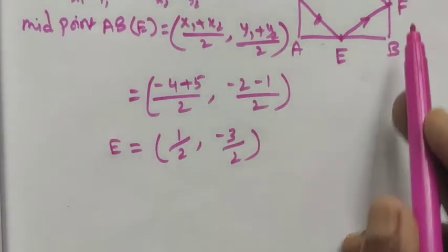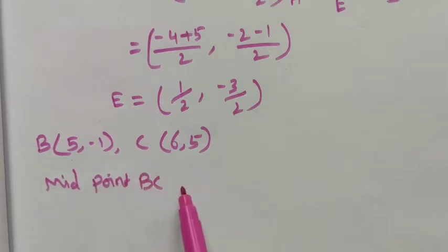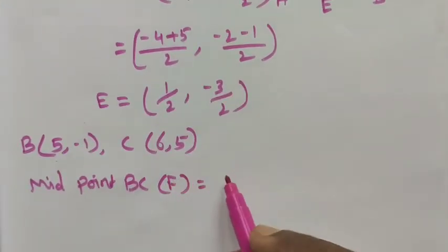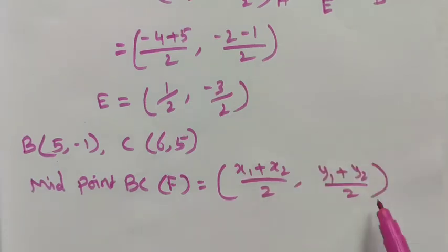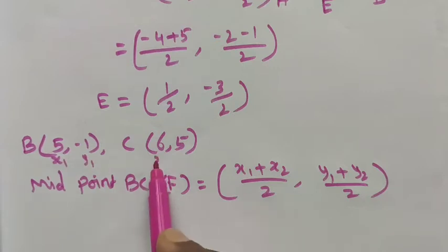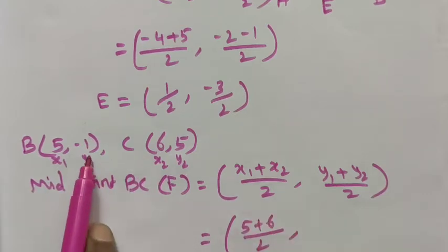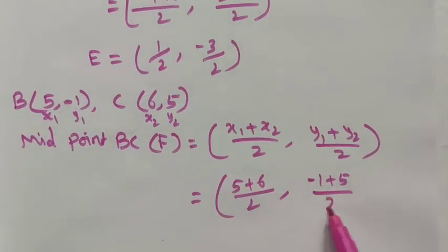Next, midpoint of BC. Next we want to find the midpoint of BC. The midpoint formula is, midpoint of BC we have taken as F, right? F is equal to the midpoint formula, (x1 plus x2) divided by 2, (y1 plus y2) divided by 2. First point as x1, y1, second point as x2, y2. Then (5 plus 6) divided by 2, (-1 plus 5). Here we have y1 is -1 and then plus 5, divided by 2.